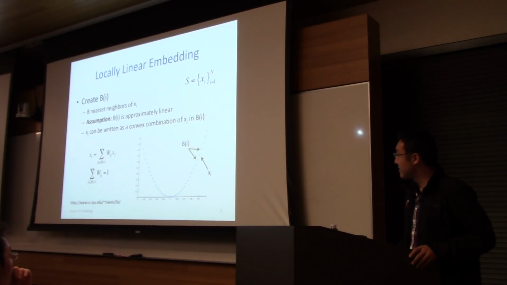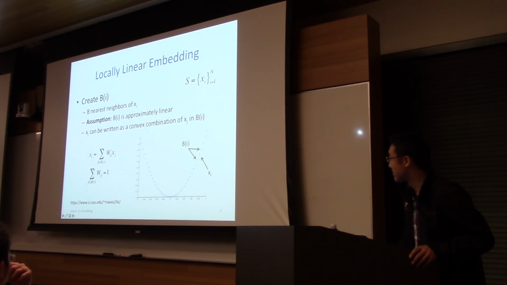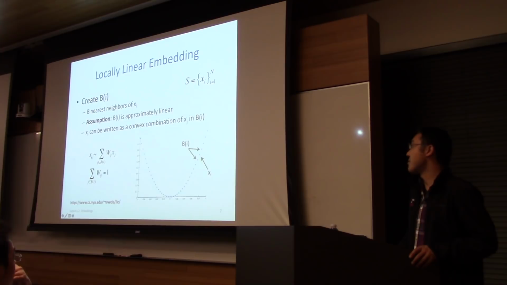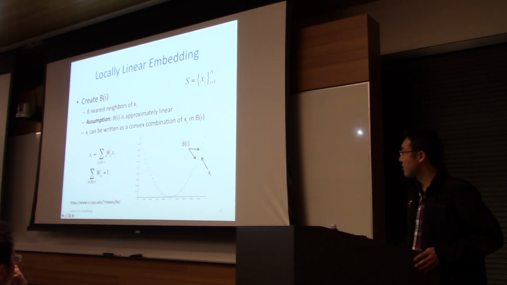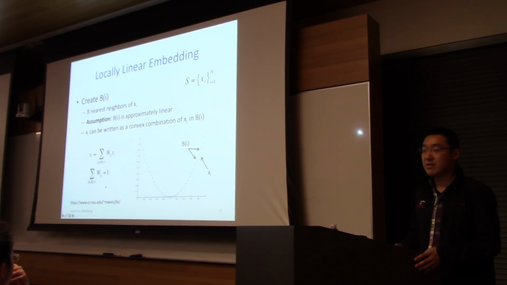And so the idea then would be to learn these W's. If every data point can be written as a convex combination, in this case, of its neighbors, it goes from this W matrix of coefficients subject to convexity constraints.